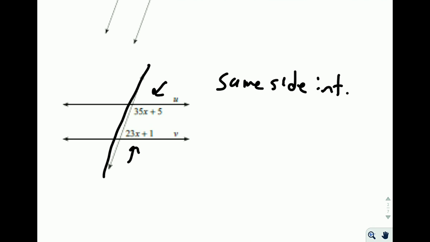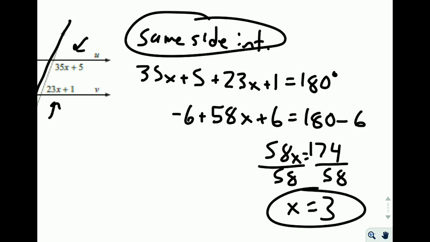And same side interior angles add up to 180. I lost my screen there for a second, so I wrote out the problem right here. You need to say the two parts added together equal 180 degrees. After you work through the algebra, you're going to eventually get to x equals 3.